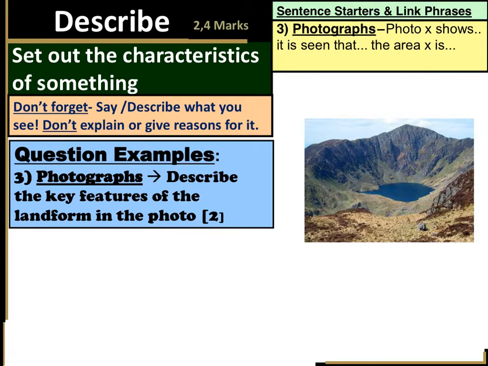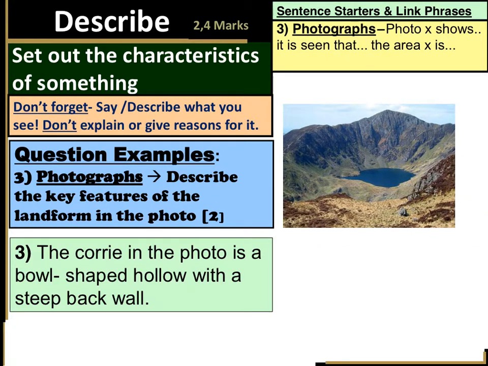Question number 3. Photographs. Describe the key features of the landform in the photo. So the support materials in the yellow box, you could use those sentences as sentence starters for you. So photo X shows what is the landform, and it is seen that, and then give a couple of things that you can see in the photograph. So a possible answer for this would be the corrie, which is the name of the landform in the photo, is a bowl-shaped hollow with a steep back wall, and that will get you the full 2 marks.